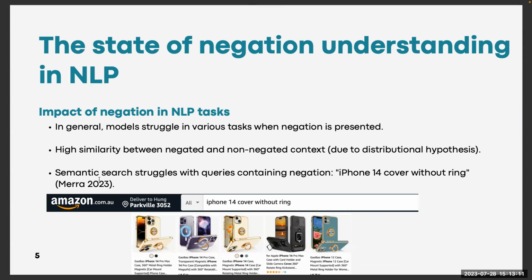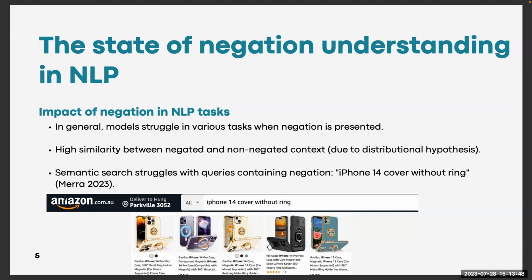So moving on, because they are kind of similar like this, they have very high similarity in their representation. This affects a lot of other applications too. For example, in semantic search, if you search for a query that contains negation, the results are like this: they are not able to understand that we are interested only in the product without some property.